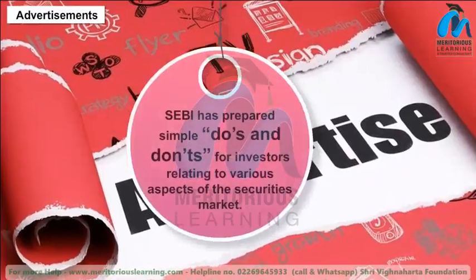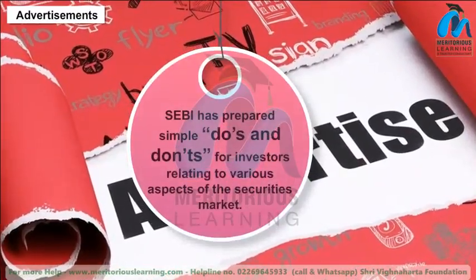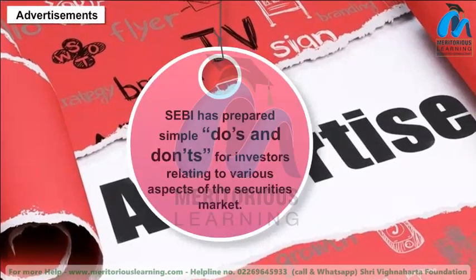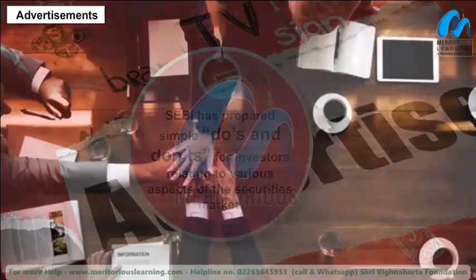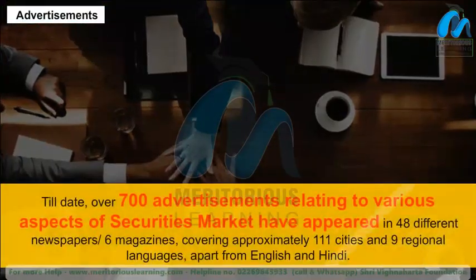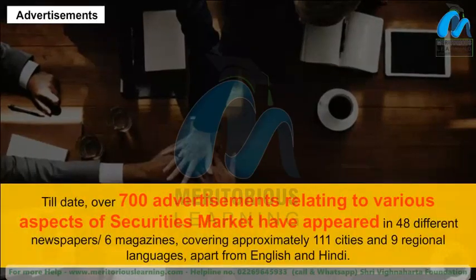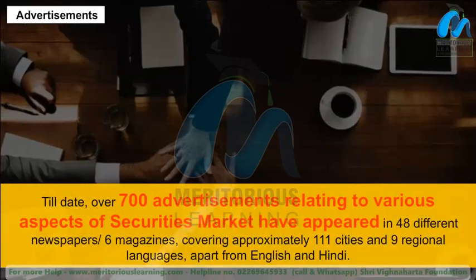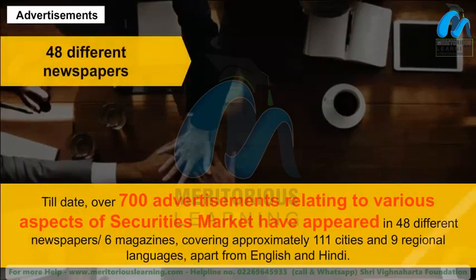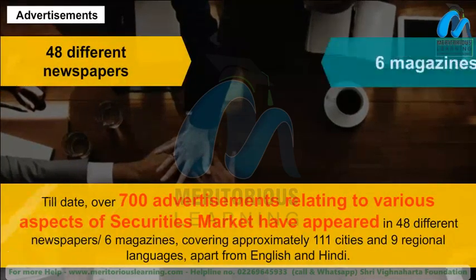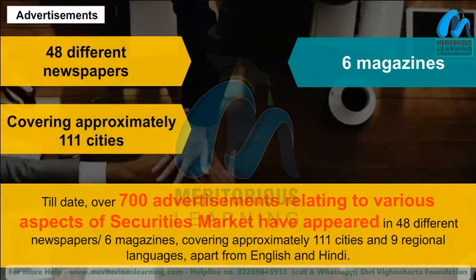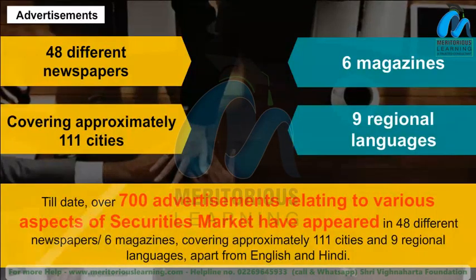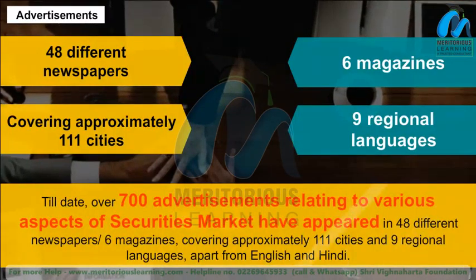Advertisements. SEBI has prepared simple do's and don'ts for investors relating to various aspects of the securities market. Till date, over 700 advertisements relating to various aspects of the securities market have appeared in 48 different newspapers and 6 magazines, covering approximately 111 cities and 9 regional languages, apart from English and Hindi.